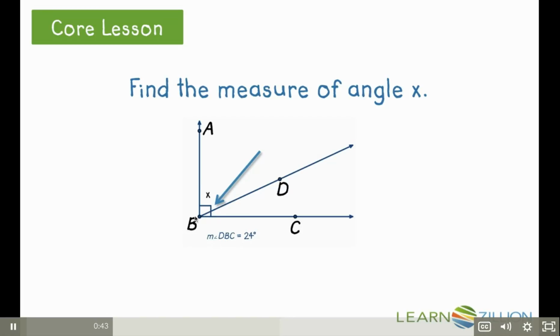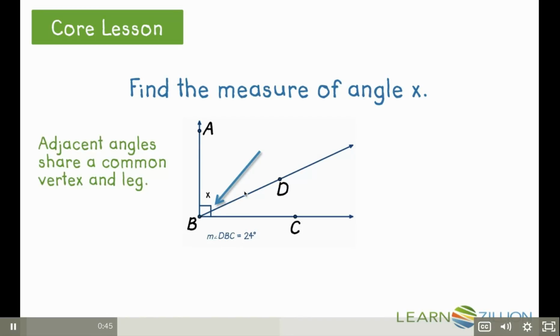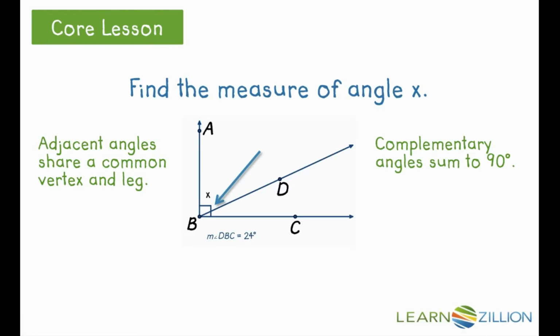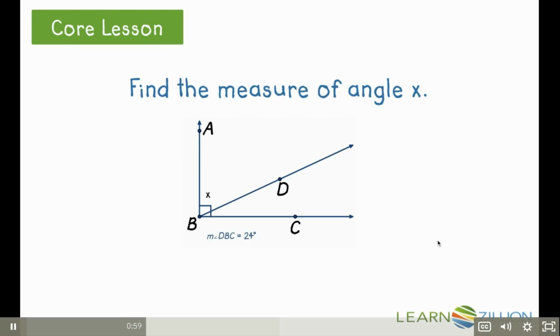Angles ABD and DBC are adjacent angles because they share a common vertex and a leg, BD. Angles ABD and DBC together add to 90 degrees, so they are complementary angles. Now let's solve the problem.